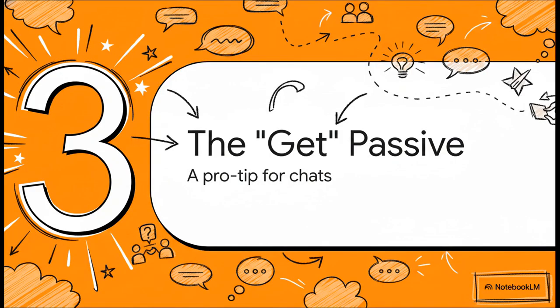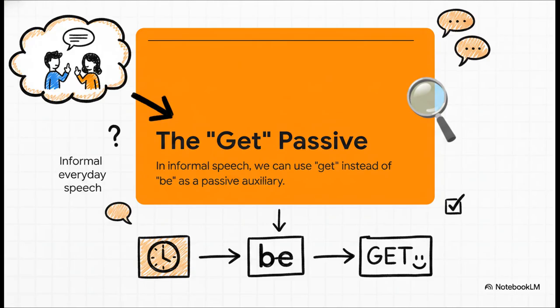Now, everything we've talked about is great for more formal situations, but there's a much more casual version that I bet you use all the time without even realizing it. This is what we call the get passive, and it's perfect for everyday, informal speech. The rule couldn't be simpler. Instead of using a form of the verb to be, like is or was, you just swap in the verb get. It instantly makes your English sound way more natural.